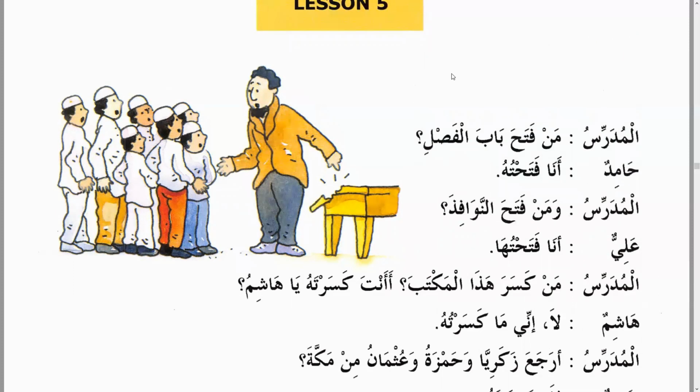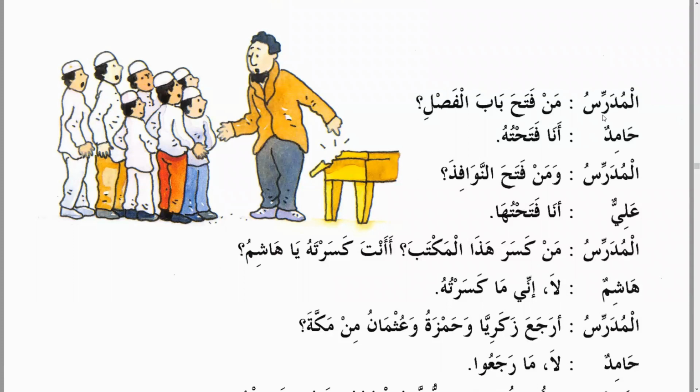So let's begin. Al-Mudarrisu, the teacher said, Man fataha bab al-fasli, who opened the classroom's door? Bab is the mudaf and al-fasli is mudaf ilayhi. Man fataha, the fail is hidden here, because there's no one here. And bab, why is it mansub? Because it is maf'ulun bihi, and this is mudaf ilayhi. Man fataha bab al-fasli, who opened the classroom door?